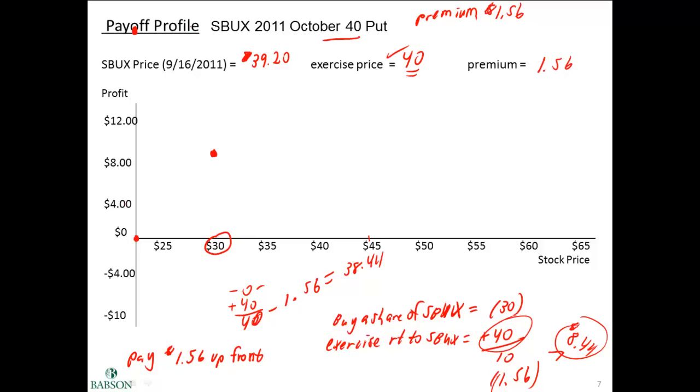So what happens if nothing happens to Starbucks stock and it ends up close to $40? Well, if it ends up worth $40, the worst that's going to happen is that you're going to be out your $1.56 premium. And so in this particular case, you can see that we end up with a payoff diagram. It's not really to scale up here. That's okay. It looks like this.